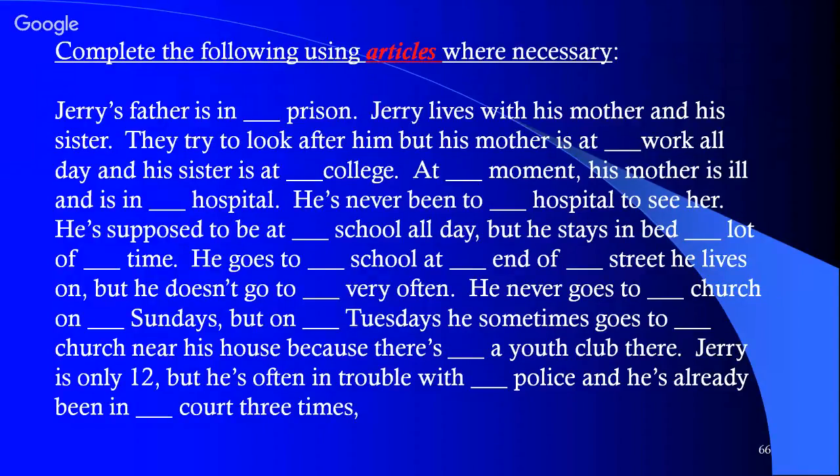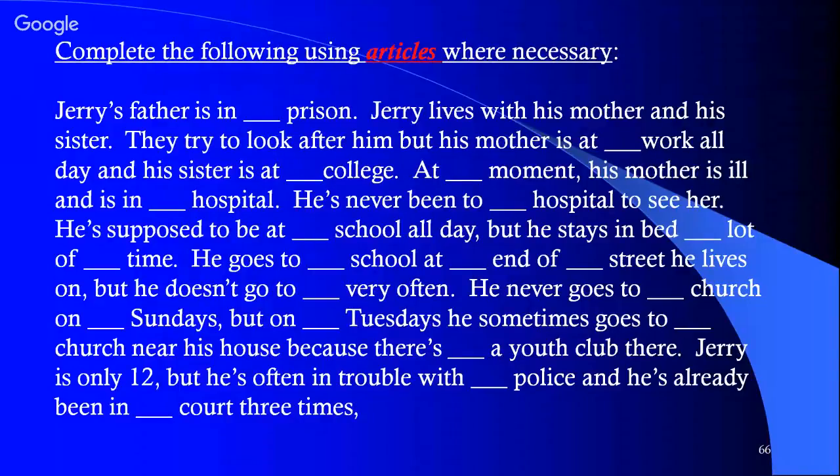Jerry lives with his mother and his sister. They try to look after him, but his mother is at dash work all day. Illi article? No article, you're right. And his sister is at dash college. Article? No article, you're right. At dash moment, his mother is ill and is in hospital. At the moment, you're right.